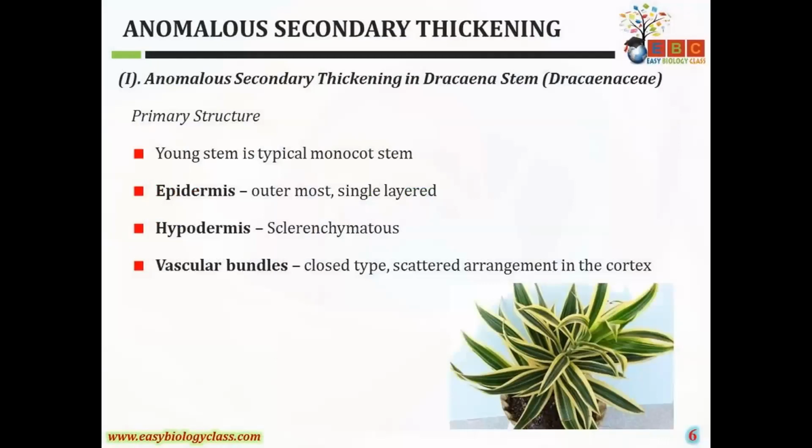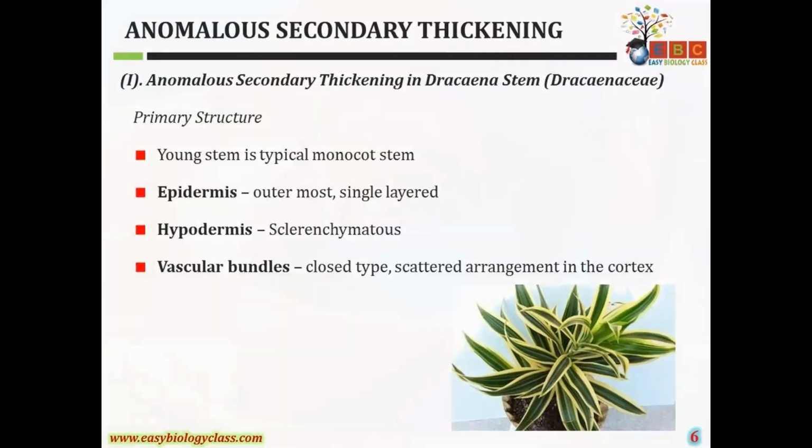Now, anomalous secondary thickenings in the Dracaena stem. The primary structure of the young Dracaena stem shows a typical monocot stem. It contains the epidermis, the outermost single layer, followed by the hypodermis, which is sclerenchymatous. Next are the vascular bundles, which are closed type and scattered in the cortex.